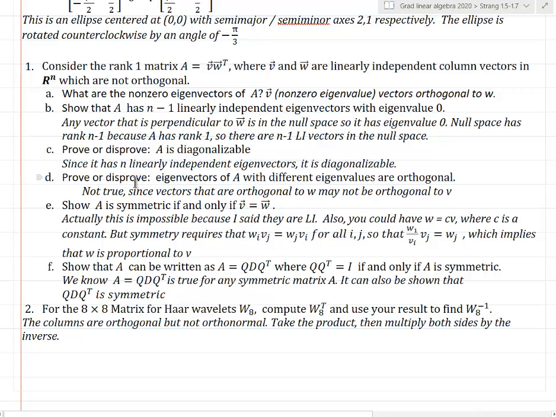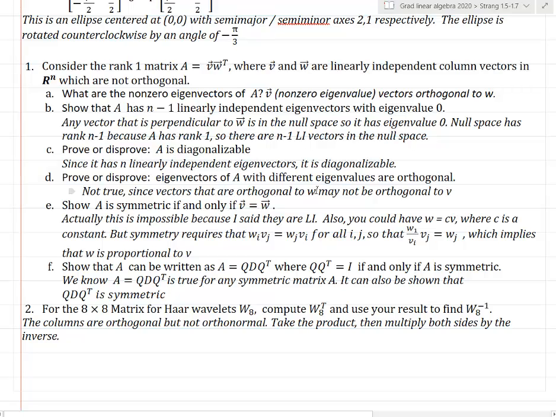Okay, prove or disprove: eigenvectors of A with different eigenvalues are orthogonal. In fact, that's not true because V is an eigenvector, and it's not necessarily orthogonal to vectors that are orthogonal to W. If that were the case, then V would have to be along W. Vectors that are orthogonal to W may not be orthogonal to V, because they may not be along the same direction.